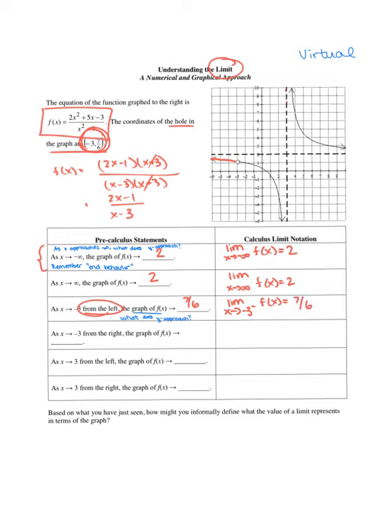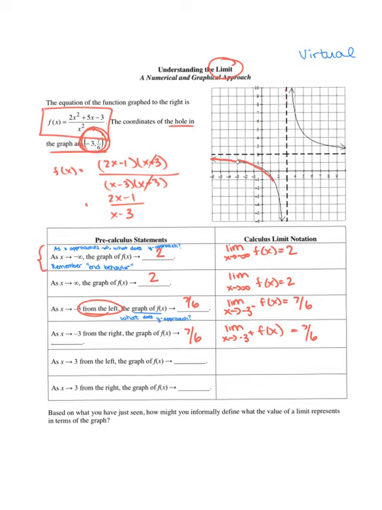So for the next one, if we use the same logic, the limit is x goes to -3 from the right. So I'm tracing the curve. I'm getting closer and closer to -3 on the x-axis. What is y getting closer to? Y is getting closer to 7/6. And this is how we would write that. So the limit as x goes to -3 from the right is 7/6.